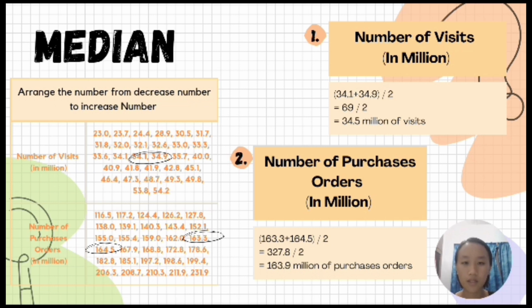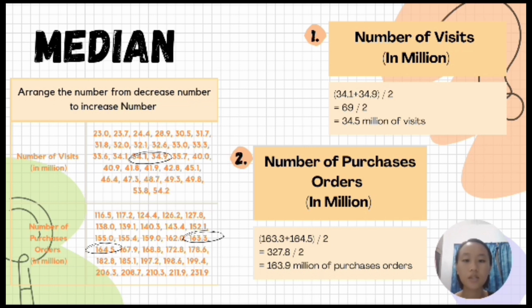For traffic, the number of visits, the middle numbers are 34.1 million and 34.9 million. So I sum those numbers and divide by 2 and I get the median for the number of visits, which is 34.5 million.